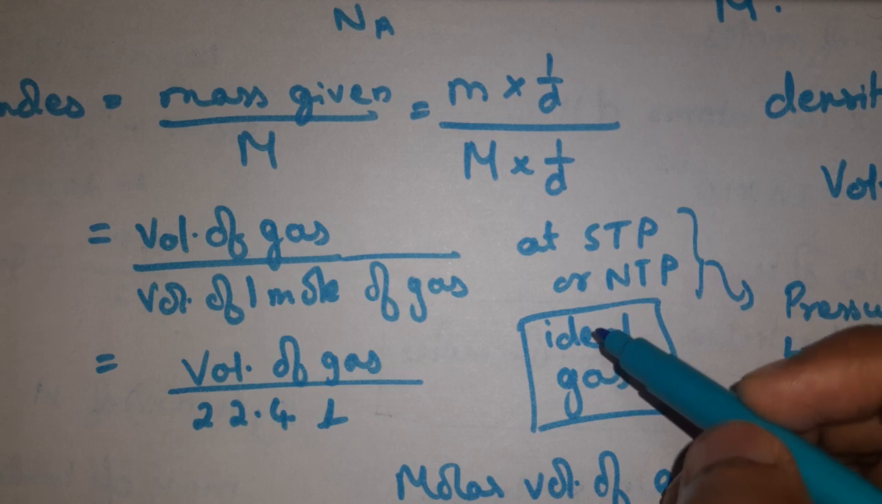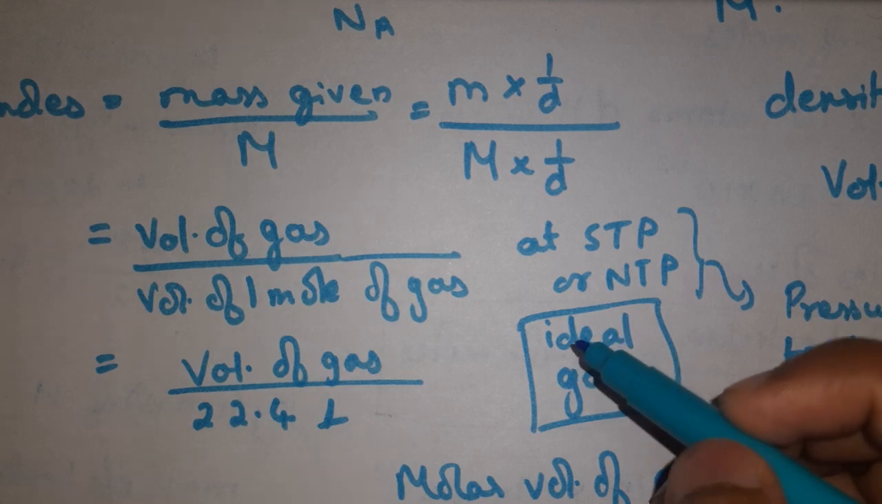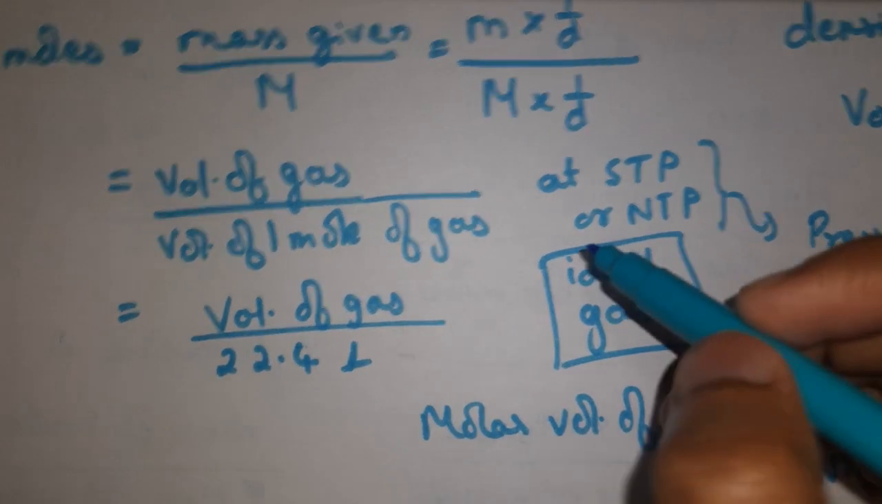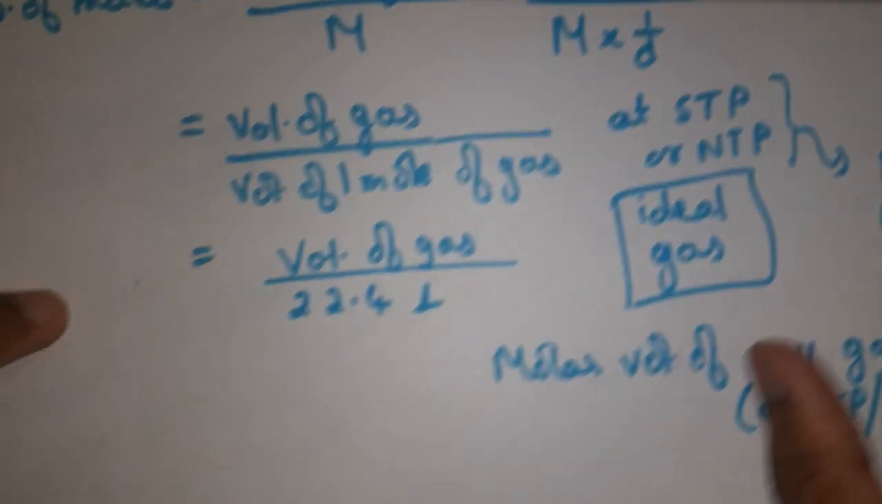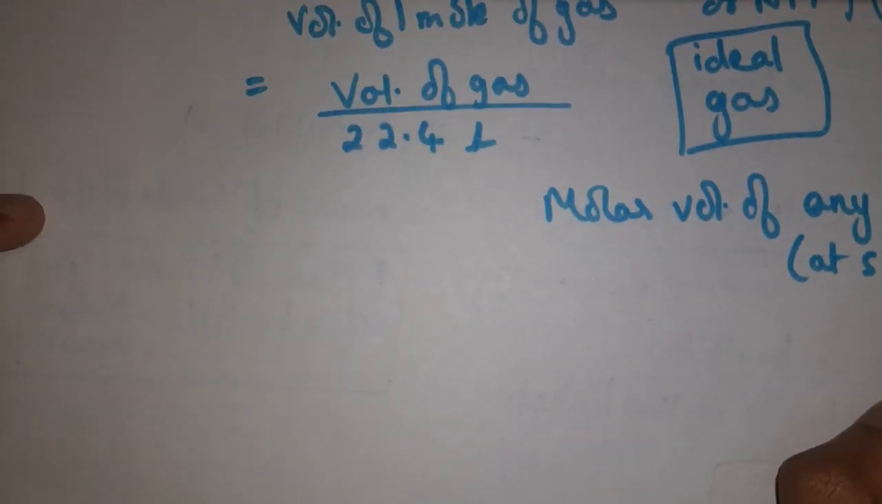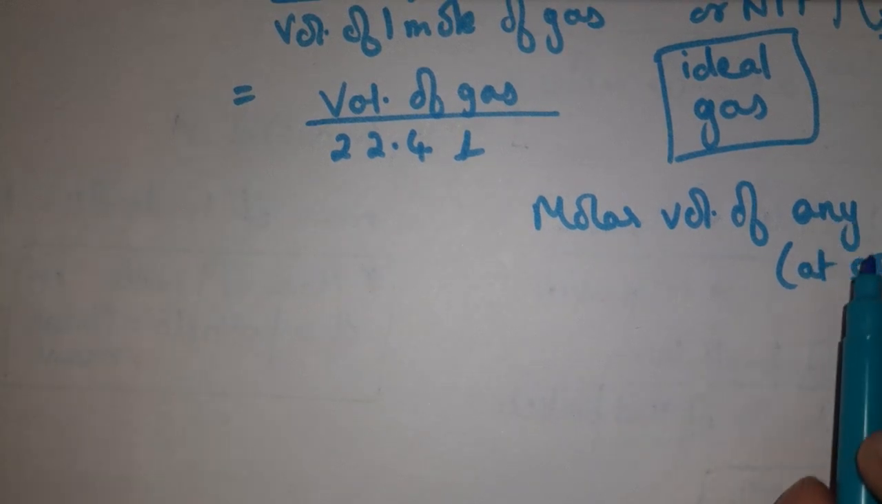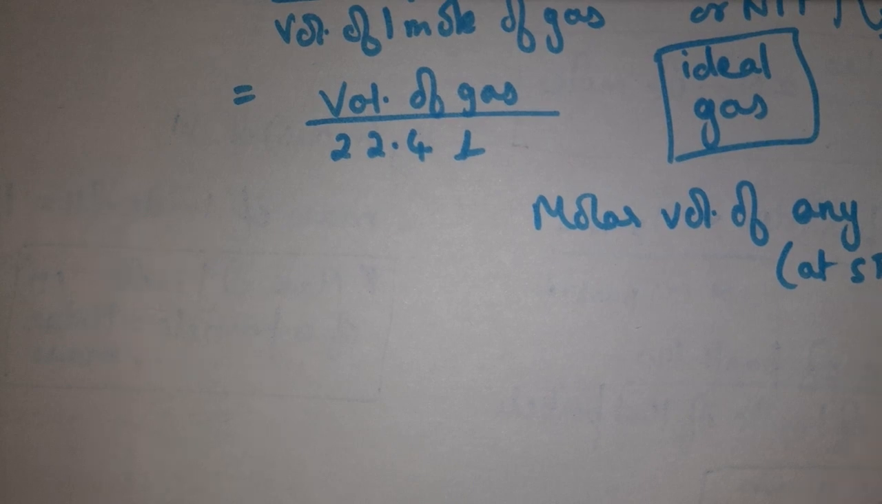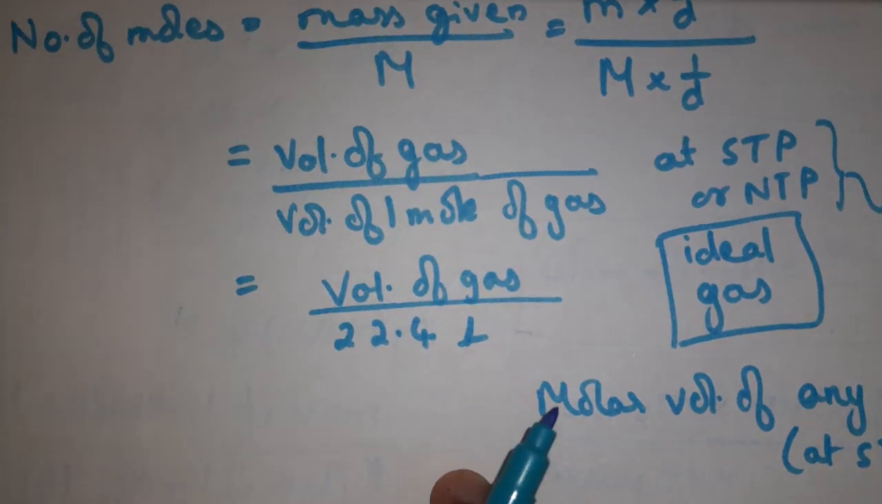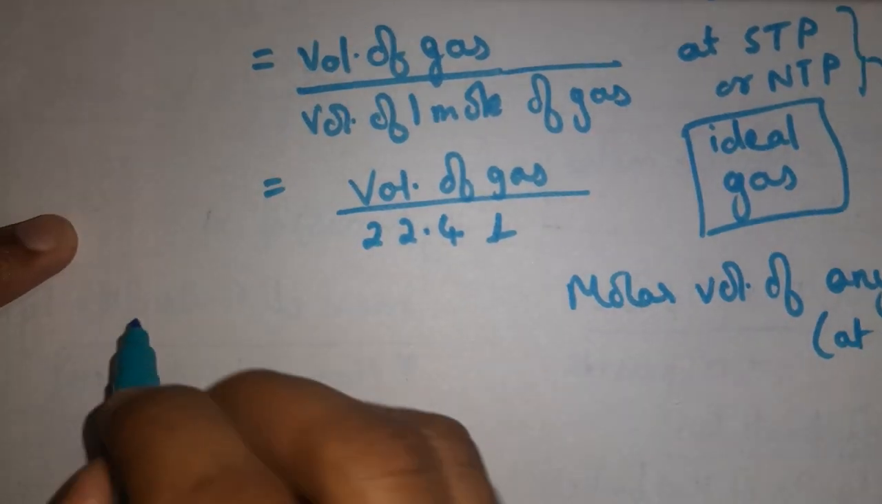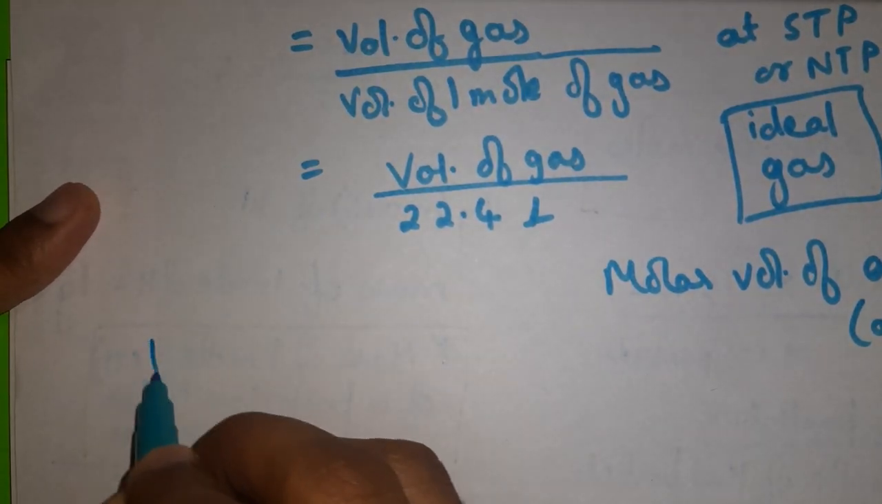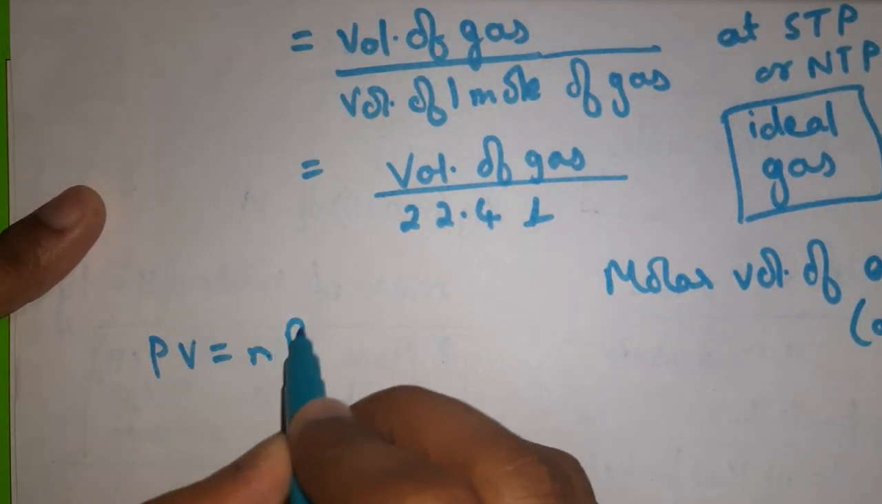What if the ideal gas is not at STP and NTP and is at some other temperature, some other pressure, something else? So what do we use then? Actually, we are supposed to learn this topic a bit later in the gaseous state. But since we are learning about how to calculate moles, I think we should learn this too, which is the formula PV equals nRT.